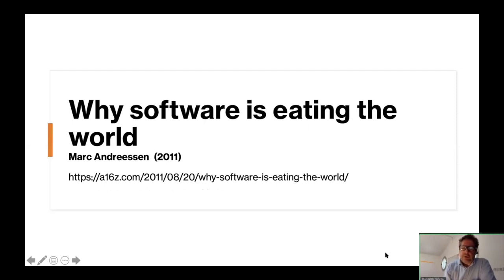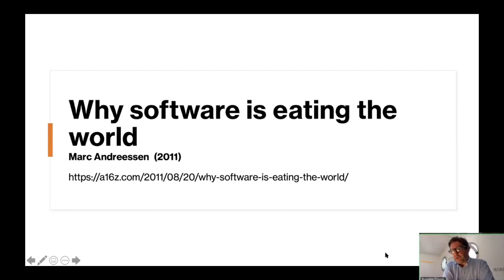If you want, you can go and check his blog, a16z.com, where you can find the article, Why Software is Eating the World. It's really interesting to read it, to understand where the world is going in terms of ICT, and where the investors are putting their money. So where the innovation is.